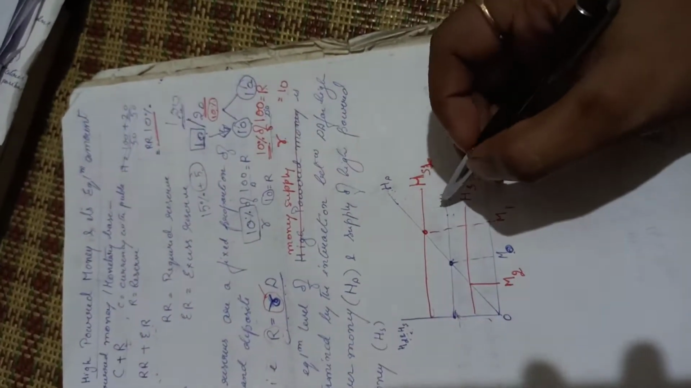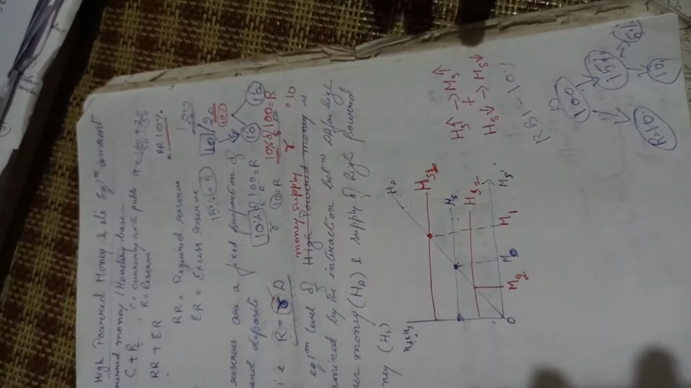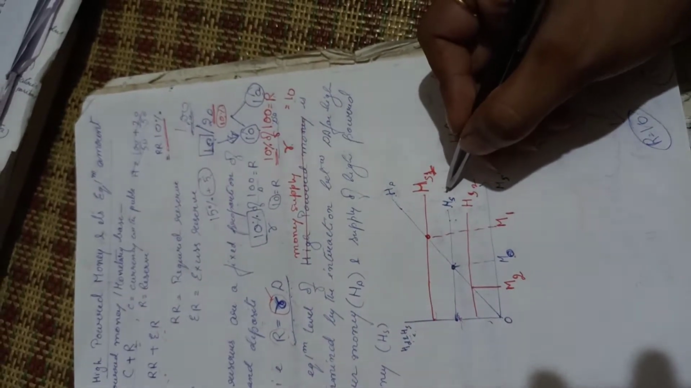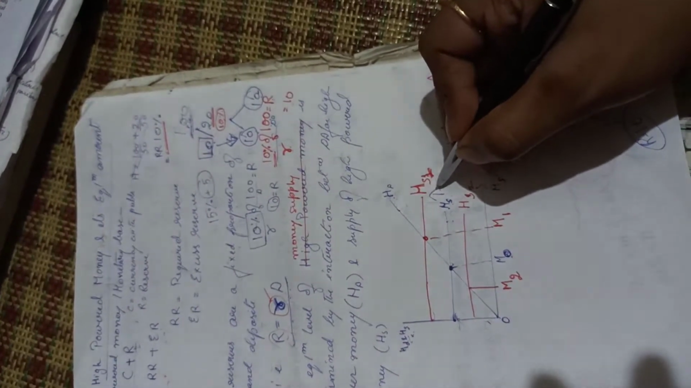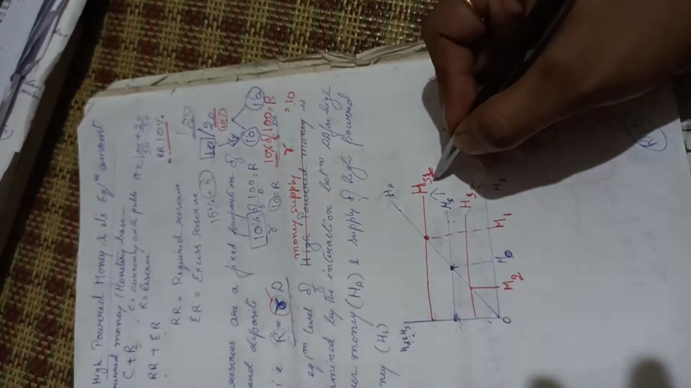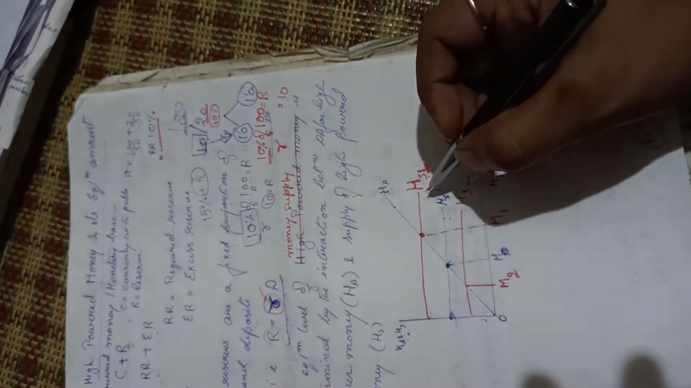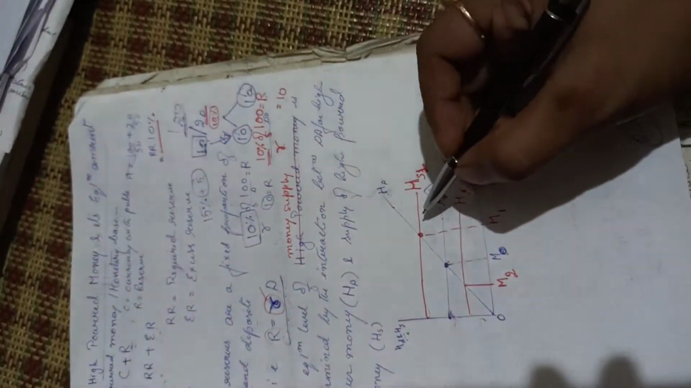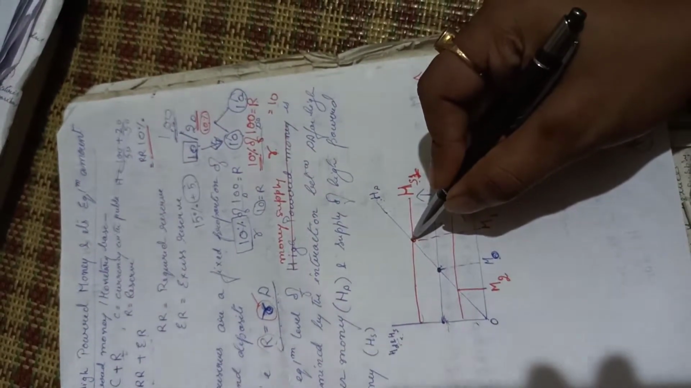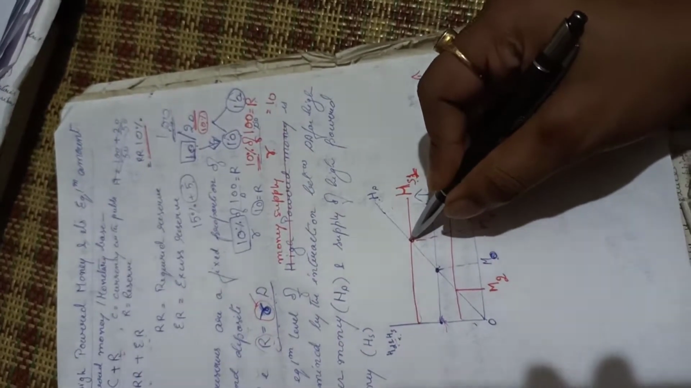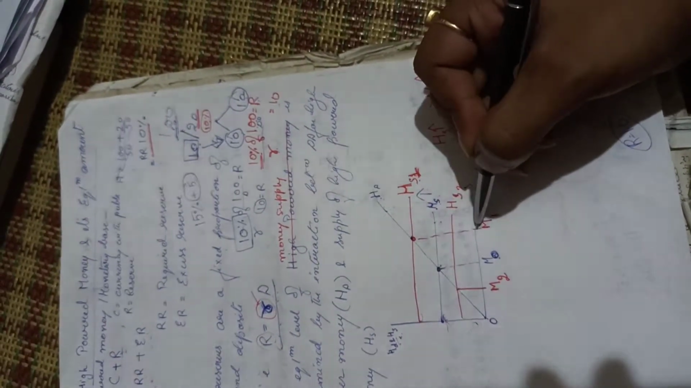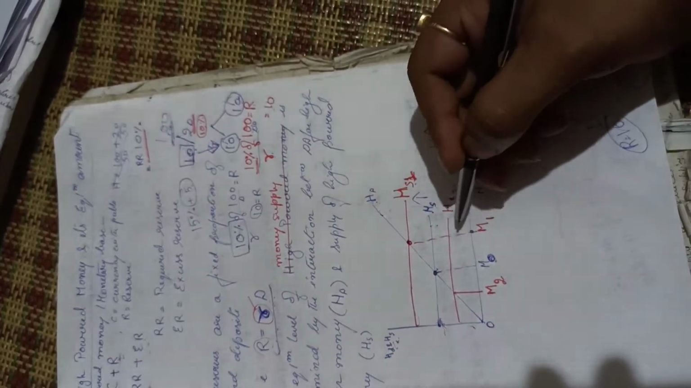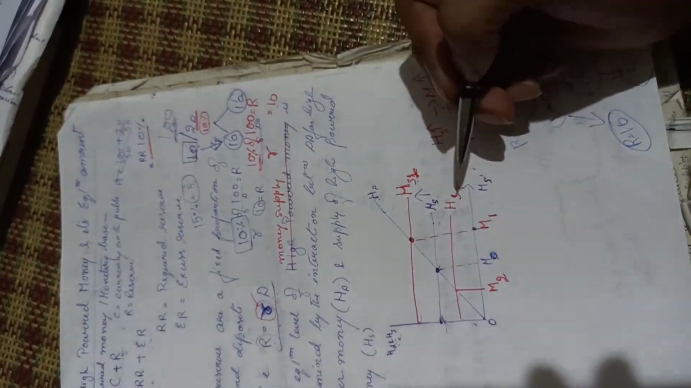Okay, now assume that the central bank chooses to increase the supply of high powered money. Okay, this is shown by a shift in this curve from HS to HS1. So an increase in the supply of high powered money shifts your equilibrium over here, and the corresponding equilibrium level of money supply also increases to M1.